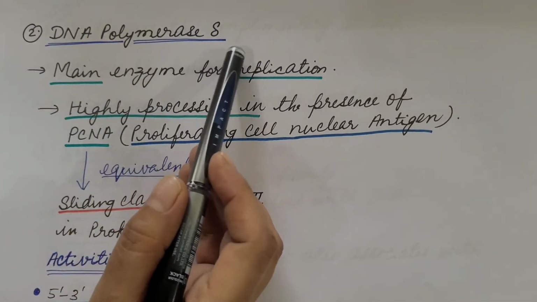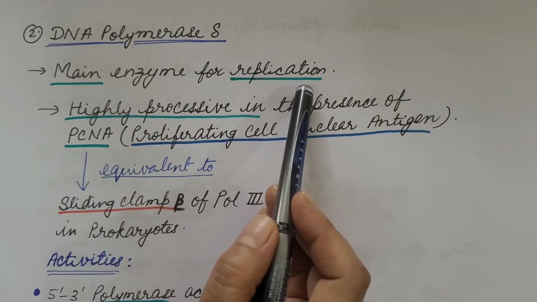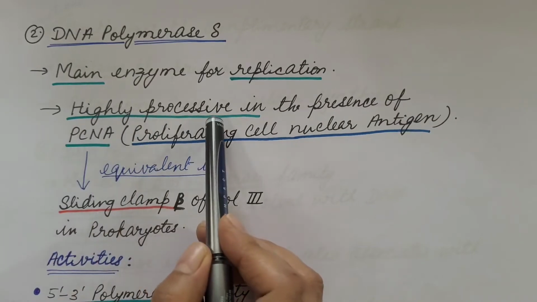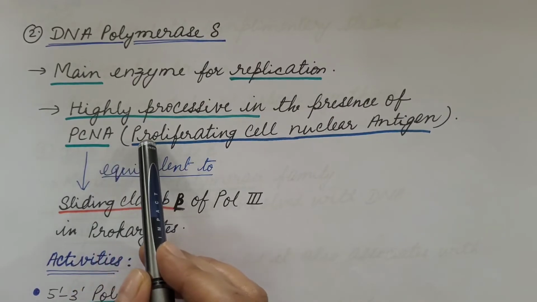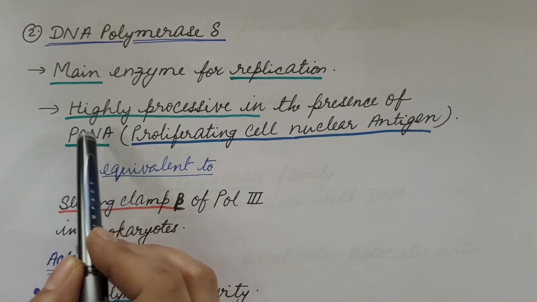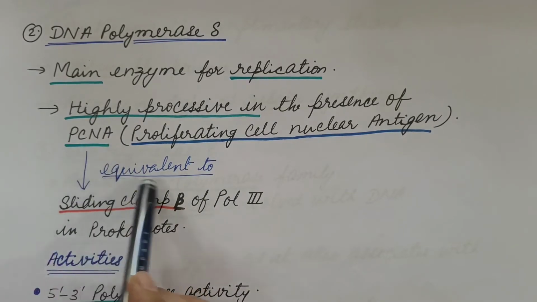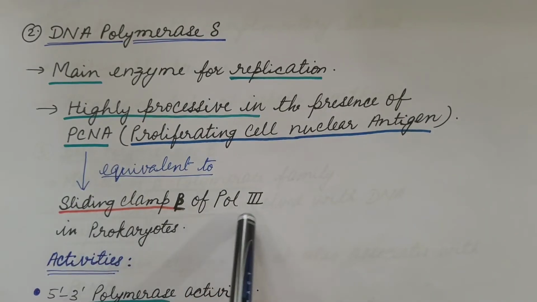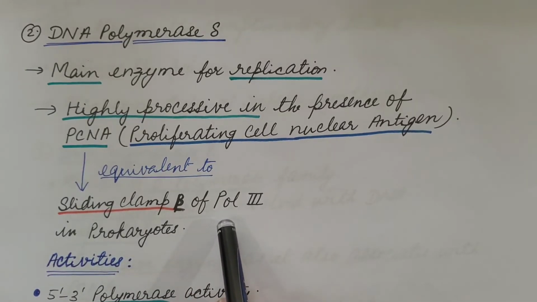Now the second is DNA polymerase delta. It is the main enzyme for replication, or the major replicative enzyme. It is highly processive in the presence of PCNA, proliferating cell nuclear antigen. So it is associated with PCNA, as a result of which it is highly processive. And this PCNA is equivalent to the sliding clamp beta of polymerase III in prokaryotes, which we have already discussed in the previous video, types of DNA polymerases in prokaryotes. You can refer to it. The link is given in the description box.